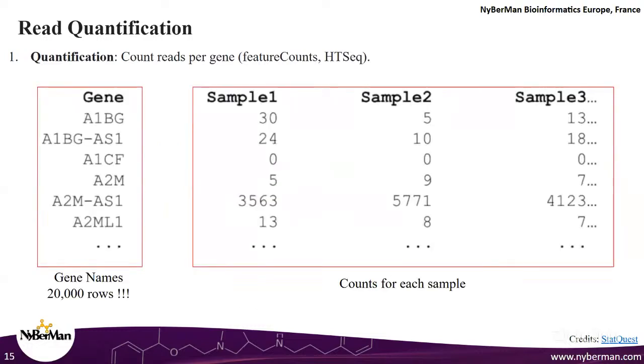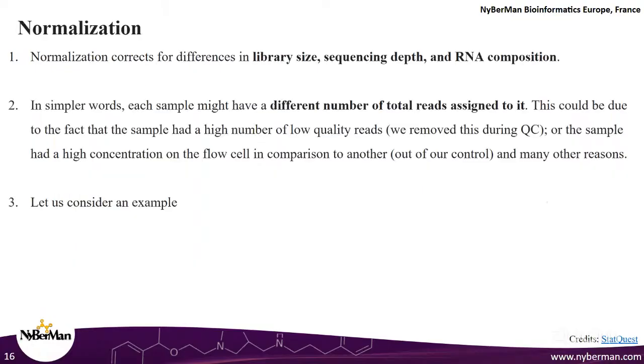Okay. So now that we have figured out how we can reach the counts matrix, we are going into a little bit of the statistics. We are going into a little bit of the differential gene expression analysis. Okay. So the first thing that is really important for us to understand is a concept known as normalization.